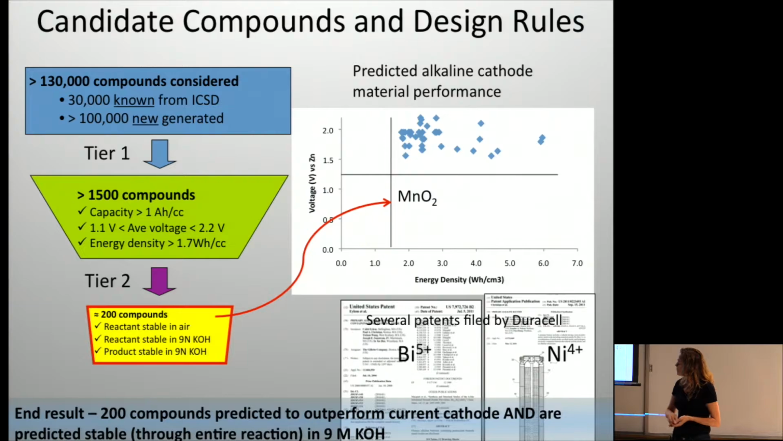You can see here from the table that they are doing fairly well. These 200 compounds, some of them here, compared to the manganese dioxide that they're currently using. So Duracell have patented a lot of these. These are very broad patents. They basically include everything, because obviously, remember, they wanted to blanket the space to make sure that nobody else can make something better.